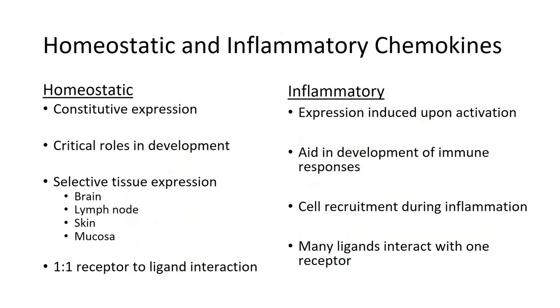And further, the chemokines can be divided into homeostatic and inflammatory. So the homeostatic ones are the ones that are produced constantly. They have important roles in development, and they are confined to specific tissue types. In contrast, the inflammatory chemokines are ones that are induced upon activation, and they aid in the development of the immune response. So they are the ones that become activated when, say, there's a pathogen entering the body, and you need to recruit cells to fight the pathogen.